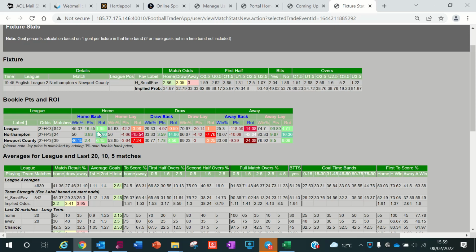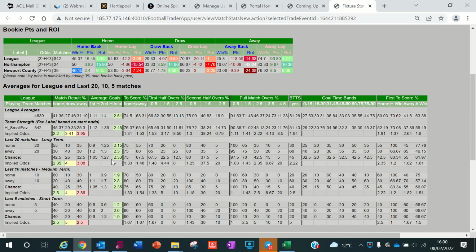What we like to see is greens. So here we've got three greens, but laying the away side has given us the biggest points profit. As you can see in the league, 96.89 points profit, 9 points profit for Northampton in the 24 games, and 8.5 points profit laying Newport in these games. So that looks like the play then.